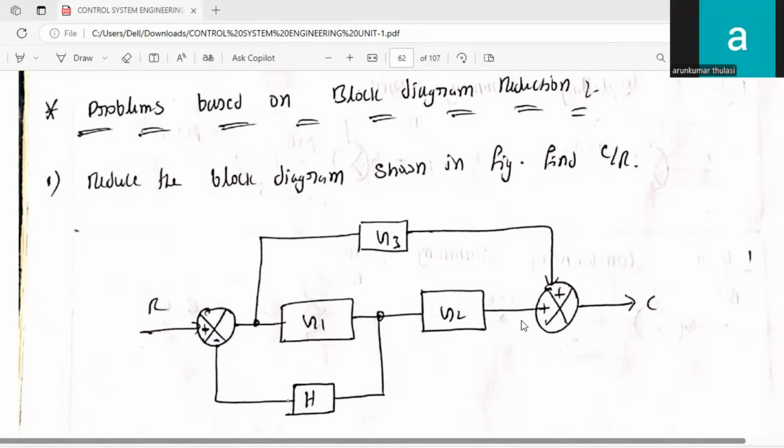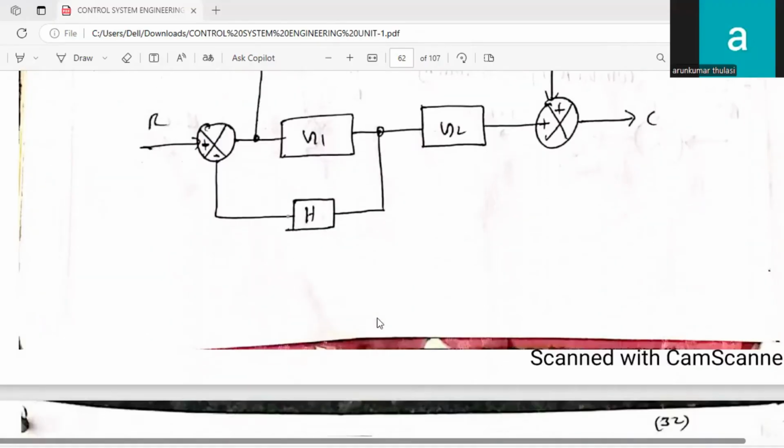So first, rule number 1 is cascaded blocks. See here, in this diagram there are no blocks connected in cascade, because G1 and G2 have the same path, but in between there is a branch. So if you want to make these two blocks G1, G2 cascade, we have to eliminate this branch point, either moving ahead or before. So let me see it one by one.